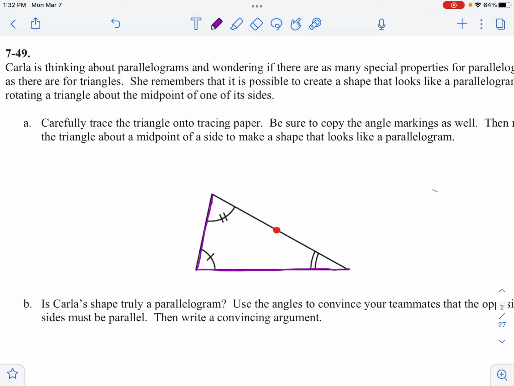If you are using a hard copy of the notes, I will have the patty paper on the teacher's desk, and you can come up and grab that if you would like to use the patty paper to trace on the hard copy paper.